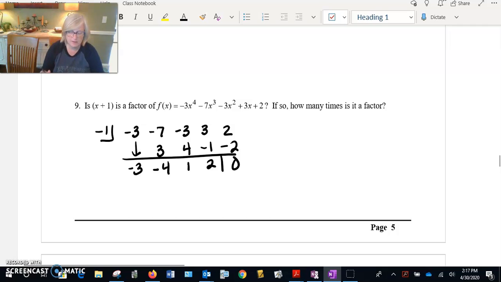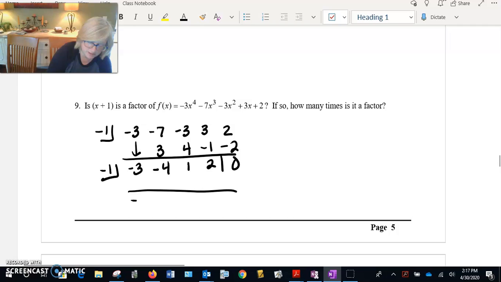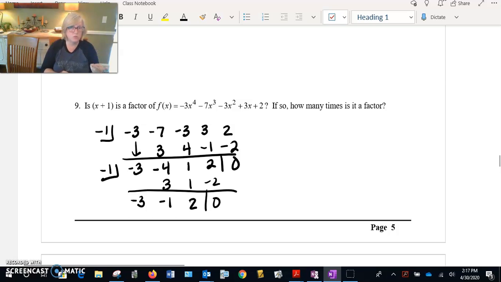So obviously it works, right? The first time. I'm just going to try it again. It's what I call rinse and repeat. So try it one more time. So draw your line, drop, multiply, add, multiply, add, multiply, and I got 0 again. So it worked a second time. So now I know that it is a factor twice.